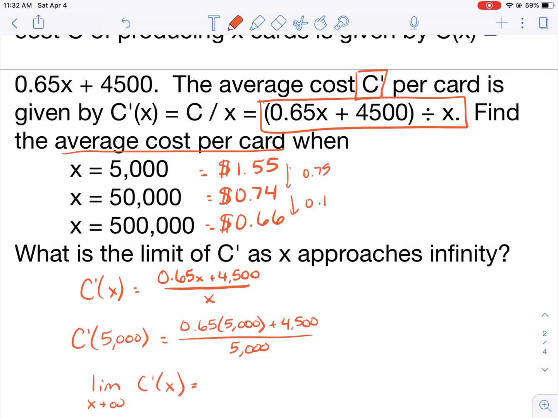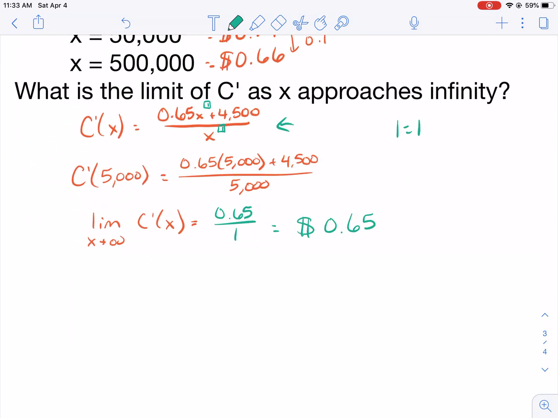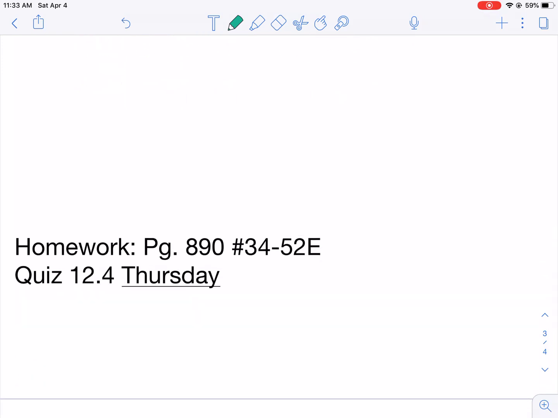So this is the same thing. So we're looking at this guy, comparing the degrees since it's a rational function. The degrees are the same, they're to the first power. So when the degrees are the same, I want to look at the leading coefficients. So my leading coefficient in the numerator is 0.65. Leading coefficient in the denominator is 1. So my average cost is approaching 65 cents. So that's technically my horizontal asymptote. So they're saying the more cards that you produce, the cheaper the average cost to make them is getting. It's approaching 65 cents. So that is it for sequences and limits of rational functions.